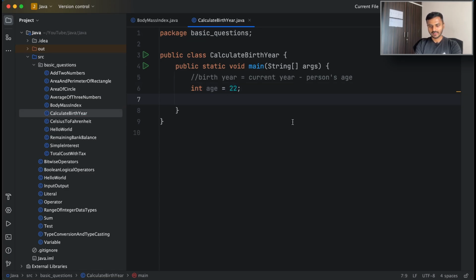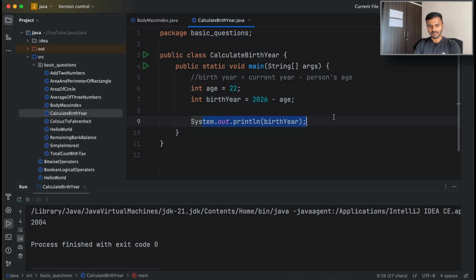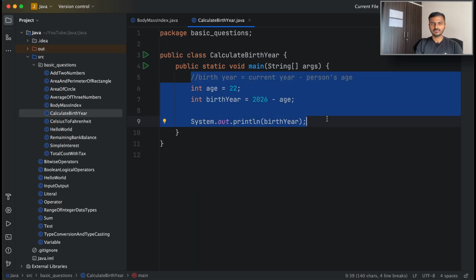Now, in order to find the birth year, we can take an int variable and say int birthYear is equal to 2026 minus age. And if I print the value of birthYear, oh, I'm sorry, I should have put age here and not 22. So if I run the code now, it will print the birth year, which is 2004. And this is how we can find the birth year by knowing a person's age.